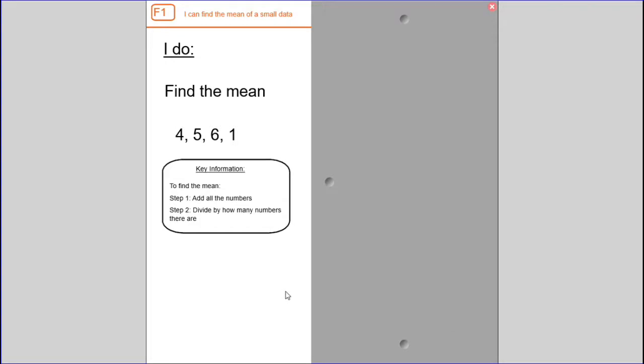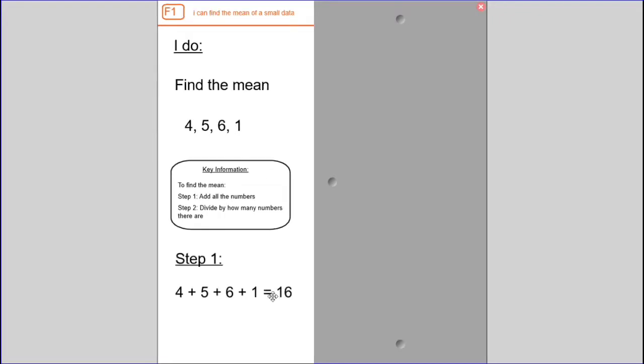Here we've got a data set to find the mean. So we've got 4, 5, 6 and 1. So step 1, to find the mean, we must add up all of the numbers in our data set. So we're going to add up 4, 5, 6 and 1. And once we add up all of these numbers, we're then going to get a total of 16.